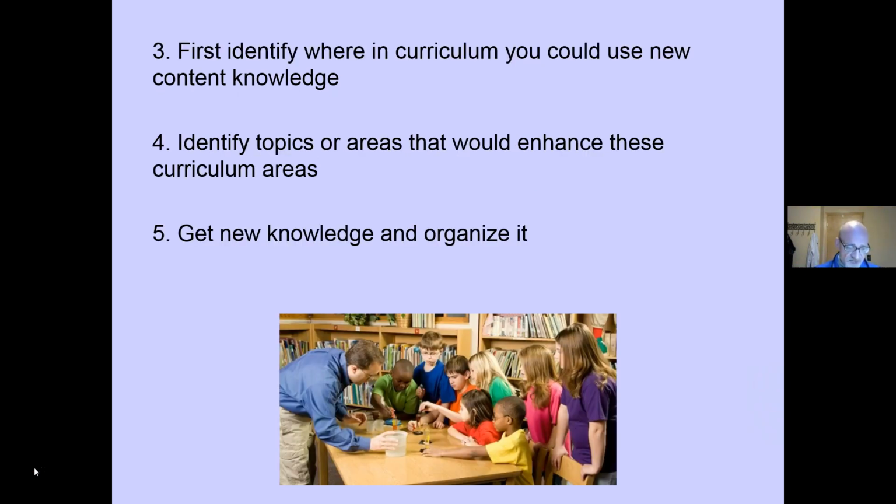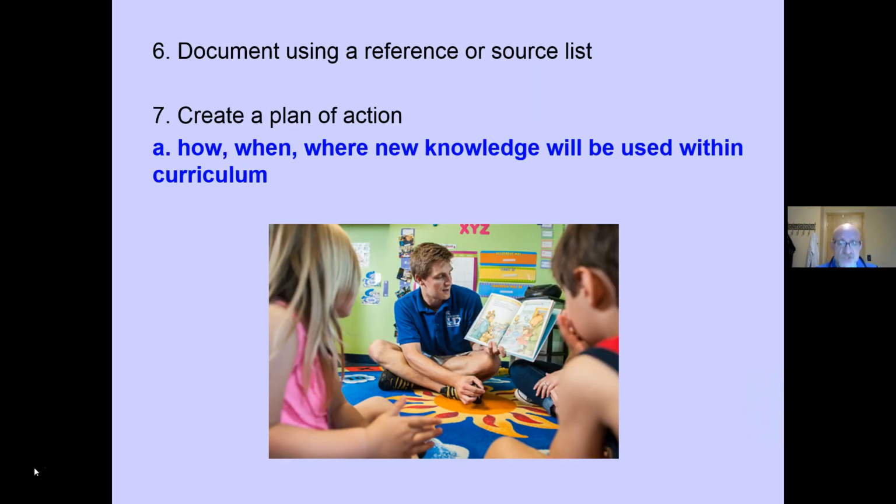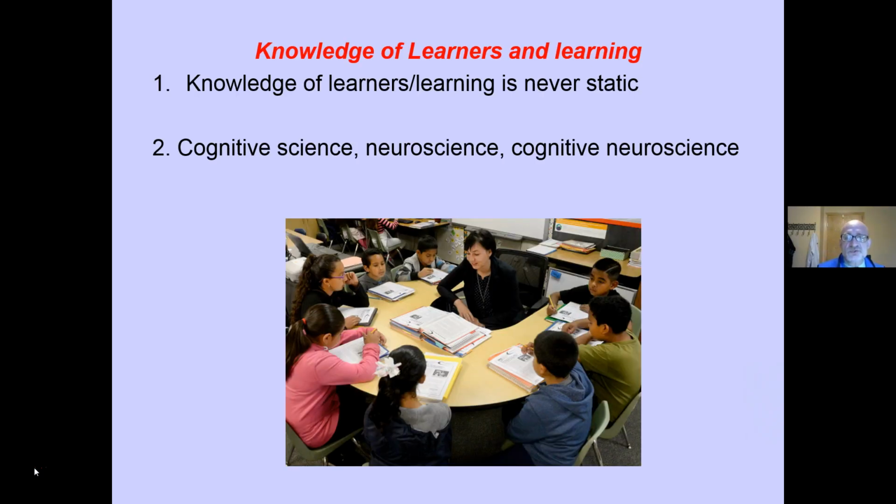So first you identify where exactly in your curriculum you could use new content knowledge. And then identify topics within that area that would enhance topics within that curriculum that could be enhanced. Get the new knowledge and organize it. Document your new knowledge using a reference or a source list. Organize it, and then create a plan of what you're going to teach, how, where, when it will be used within your curriculum. Same with knowledge of learners and learning.